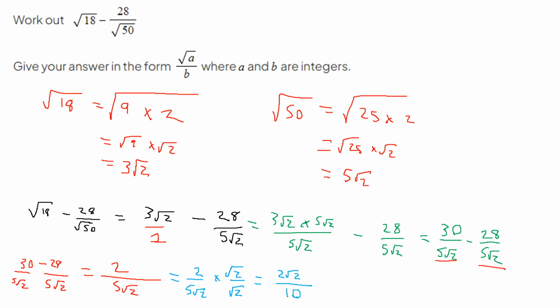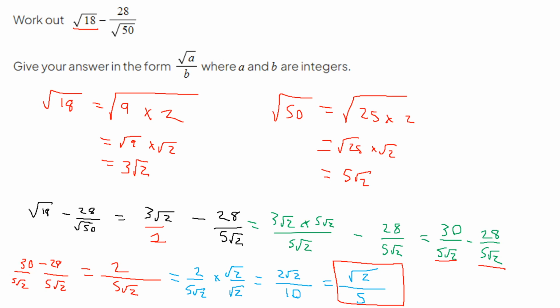And then we can divide each of these by 2. So we're left with root 2 over 5. And that is our final answer. So all it comes down to is simplifying this, and then we rationalize the denominator at the end.